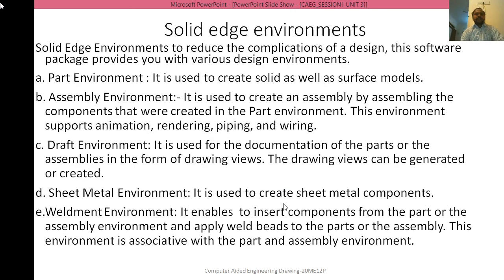Now let us discuss the Solid Edge environments. Solid Edge is divided into 5 environments. Firstly, part environment, assembly environment, draft environment, sheet metal environment and last one is weldment environment. These are the 5 different environments seen in the Solid Edge tool. First one is part environment. The part environment is used to create solid as well as surface models.